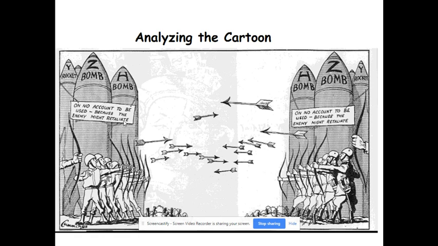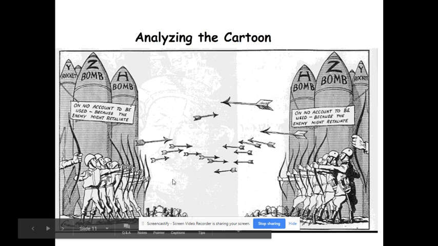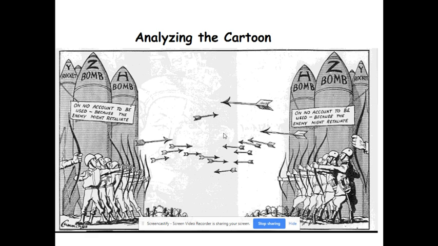Notice on both sets of rockets, it says on no account to be used because the enemy might retaliate. So, because of this, the two sides are basically just slinging arrows at each other. We've talked about the advancements of weapons and the devastation that they cause and the casualties and things of that nature. These nuclear age bombs have gotten much more advanced in a very short period of time.